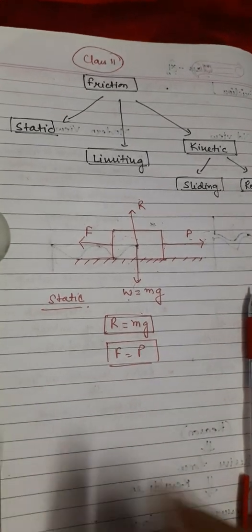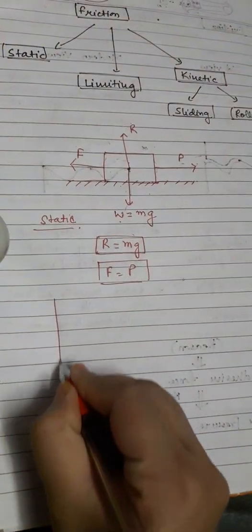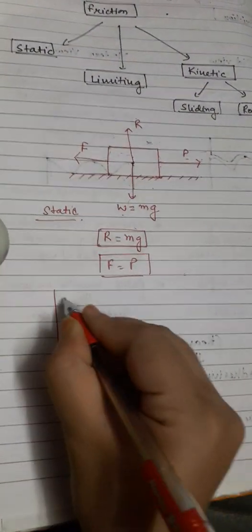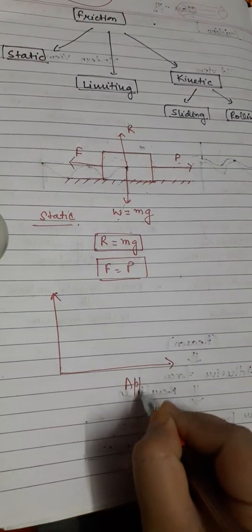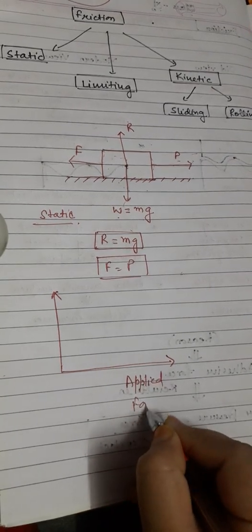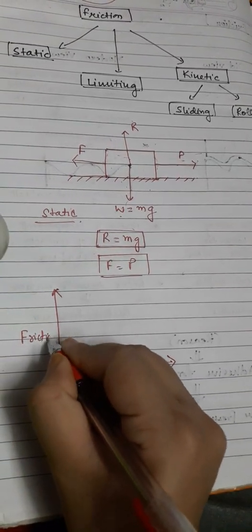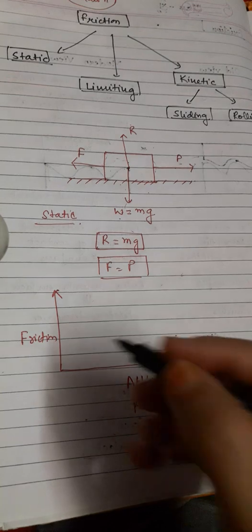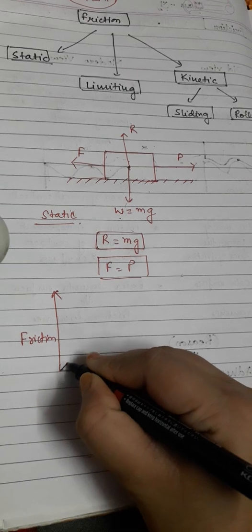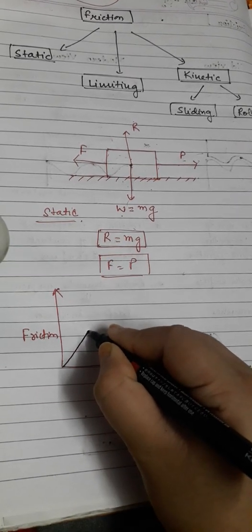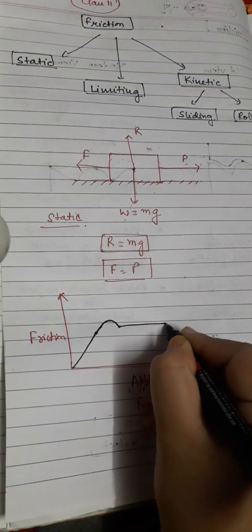Suppose I draw the relation between the applied force and the force of friction, a graph between these three frictions and the applied force. What will the graph look like? Here is the applied force, and here is friction. Slowly, as we increase the applied force, our friction increases like this, and after reaching a peak point, our friction becomes constant during the motion.